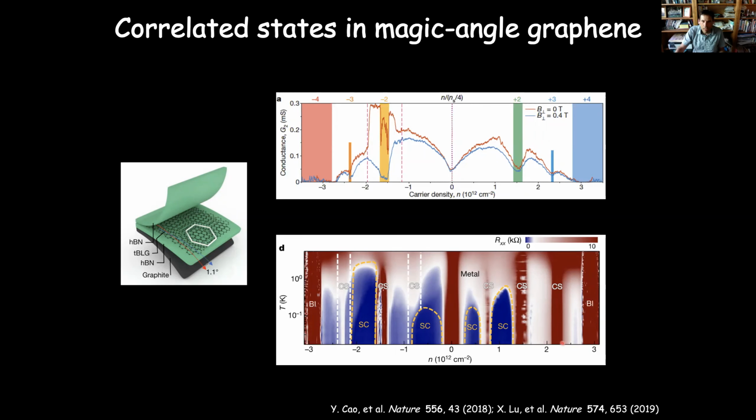This is some later work showing the same type of things. It's a very complicated phase diagram where you have superconducting regions, band insulators, correlated states, all being controlled here by just changing the charge density in the sample. And so these are done through transport measurements. What we're interested in looking at is what's happening locally in these heterostructures as you change the charge density.